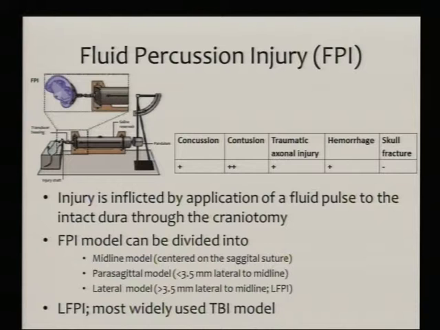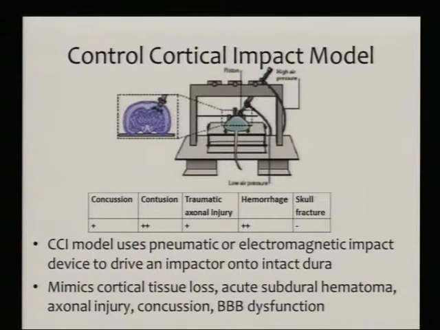The only problem with this model is we can control the severity only by the pendulum, by the strength of the pendulum hitting the piston. Second is the controlled cortical impact model. In this, both pneumatic as well as electromagnetic impact devices are there. They use a rigid impactor, so they hit the animal brain.